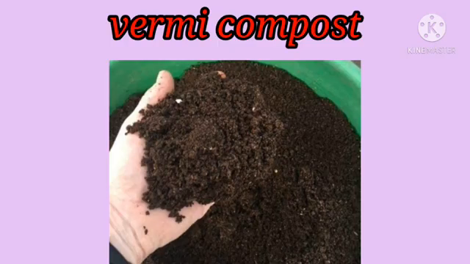What are the uses of vermicompost? Vermicompost is dark brown in color and similar to farmyard manure in color and appearance. It is a rich source of nutrients essential for plant growth. It makes the soil fertile. Clear? The first point, it is a rich source of nutrients for plant growth and makes the soil fertile.